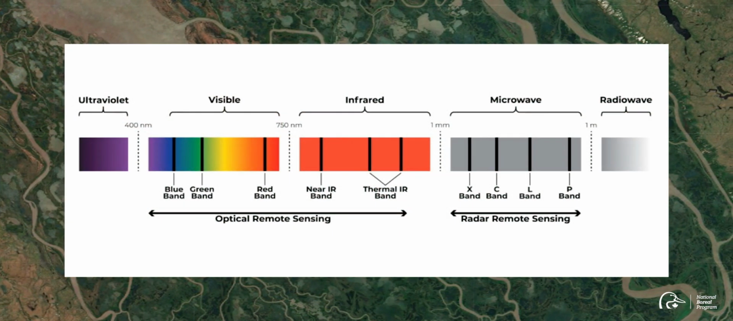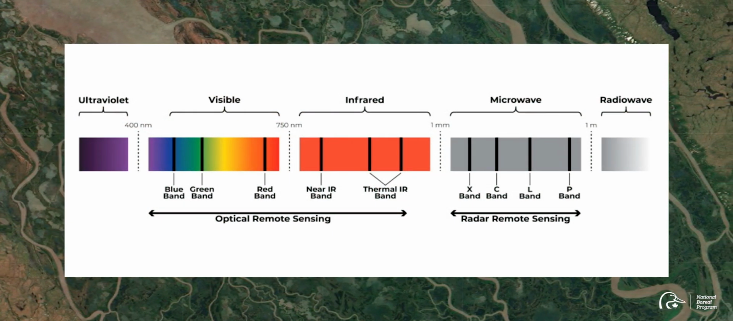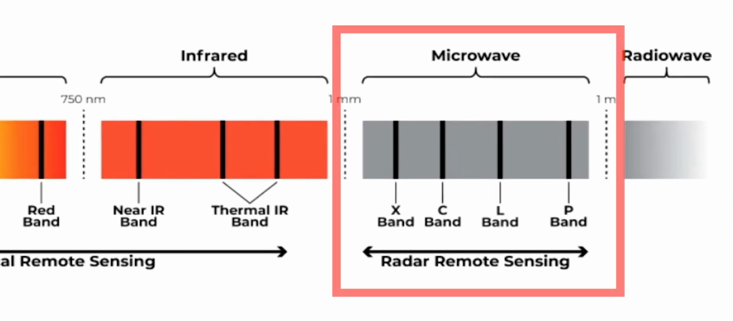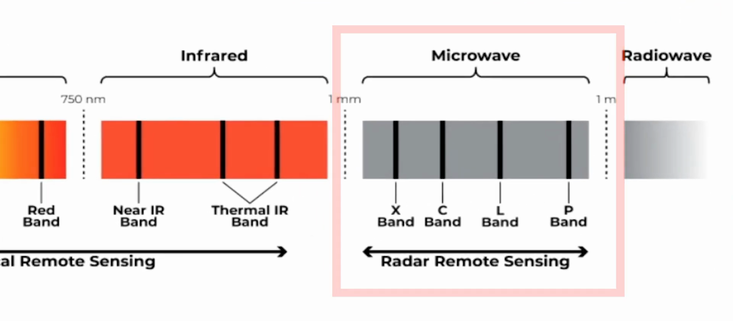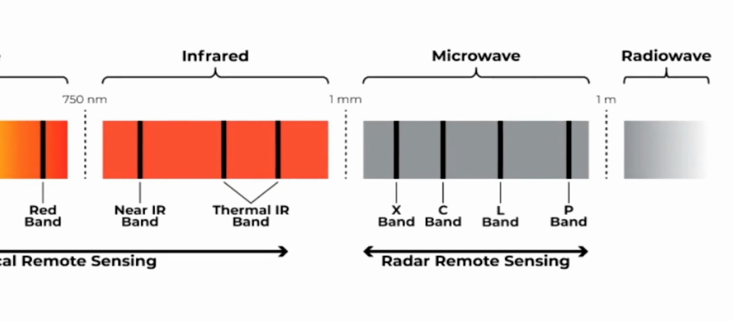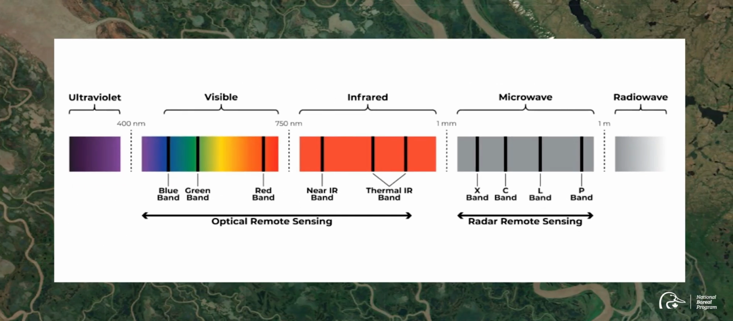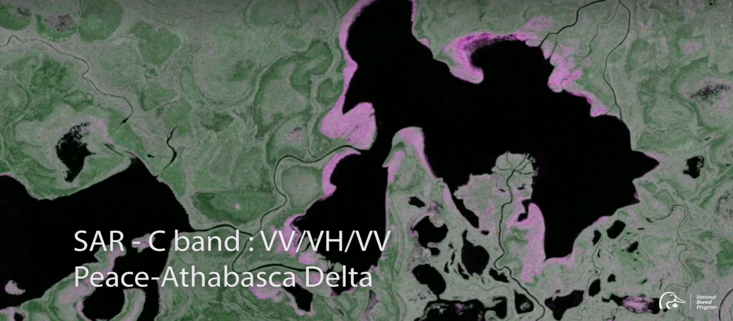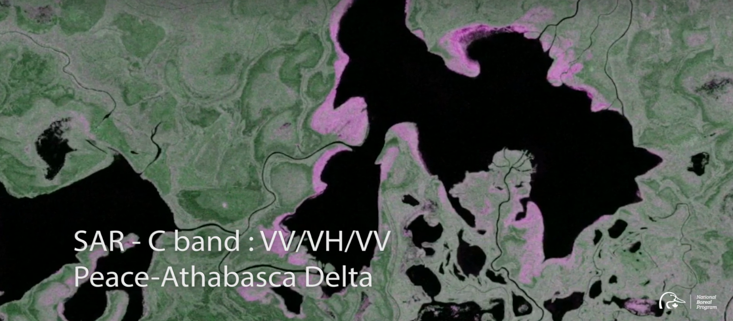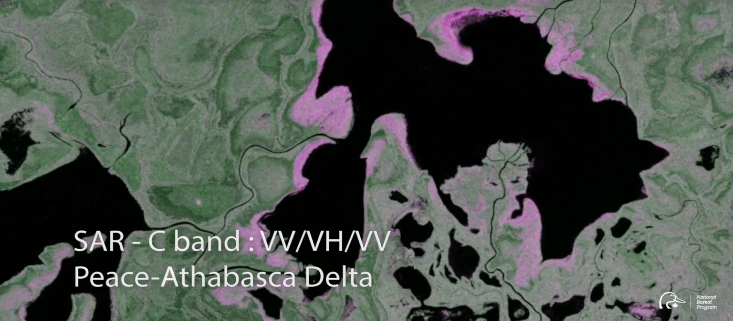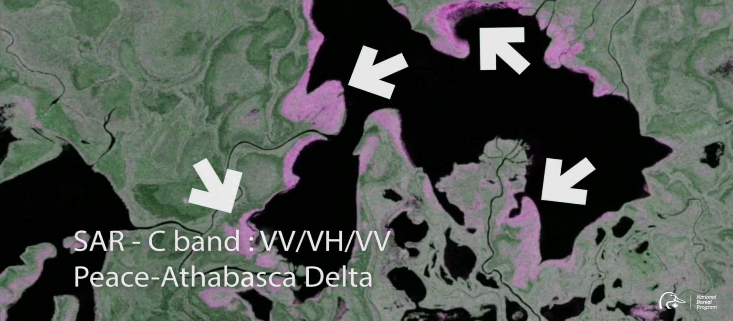Another group of remote sensing instruments, called synthetic aperture radar, or SAR, emit and measure wavelengths in the microwave portion of the electromagnetic spectrum. At longer wavelengths, such as the L or P band, these instruments can travel through forest canopies and the ground surface and provide information about soil wetness and even permafrost. In this image, the two polarizations measured by the SAR instrument aboard the Sentinel-1 satellite are combined to highlight areas of flooding shown in the pink hues.